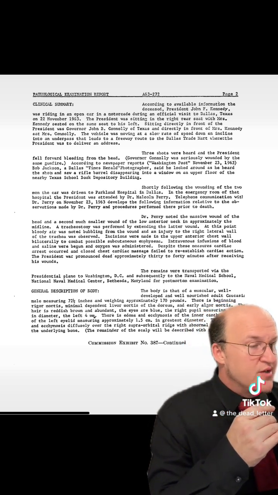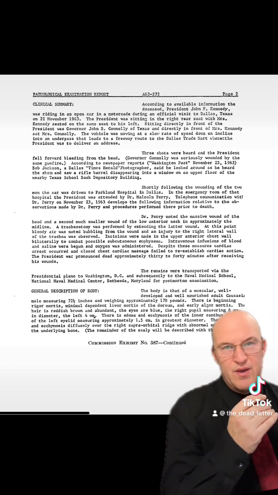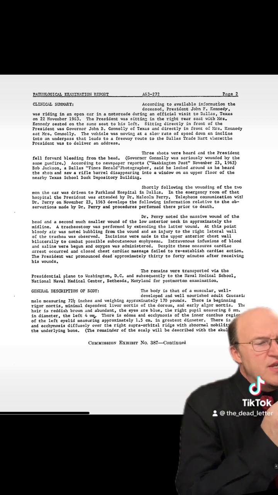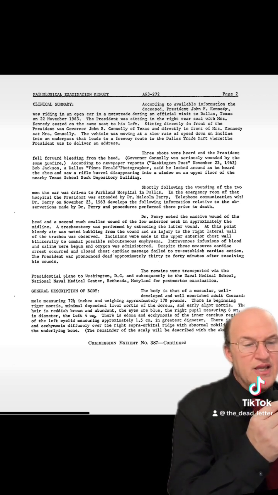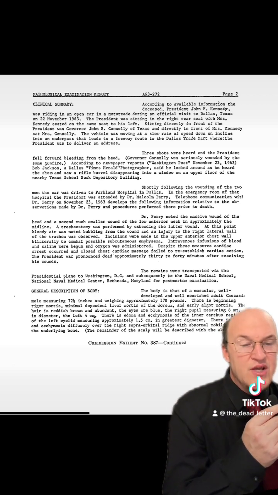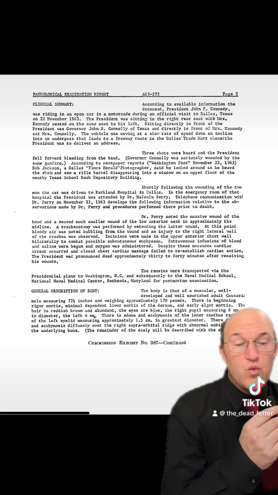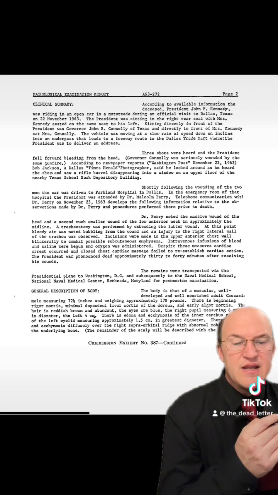According to available information, the deceased, President John F. Kennedy, was riding in an open car in a motorcade during an official visit to Dallas, Texas on 22 November 1963. The president was sitting in the right rear seat with Mrs. Kennedy, seated on the same seat to his left. Sitting directly in front of the president was Governor John B. Connally of Texas, and directly in front of Mrs. Kennedy was Mrs. Connally. The vehicle was moving at a slow rate of speed down an incline into an underpass that leads to a freeway route to the Dallas Trade Mart, where the president was to deliver an address. 3 shots were heard, and the president fell forward bleeding from the head.